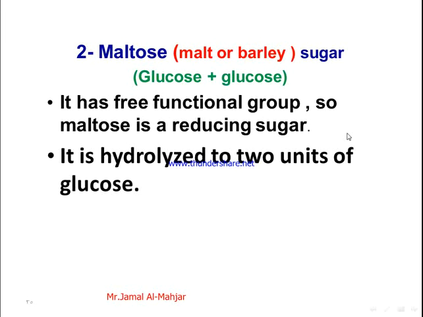The second one, we call it the maltose. It comes from the malt, which means barley in English. It contains glucose and another glucose. Here, it has a free functional group. So maltose is a reducing sugar. It is hydrolyzed to 2 units of glucose. It is the opposite of the formation.